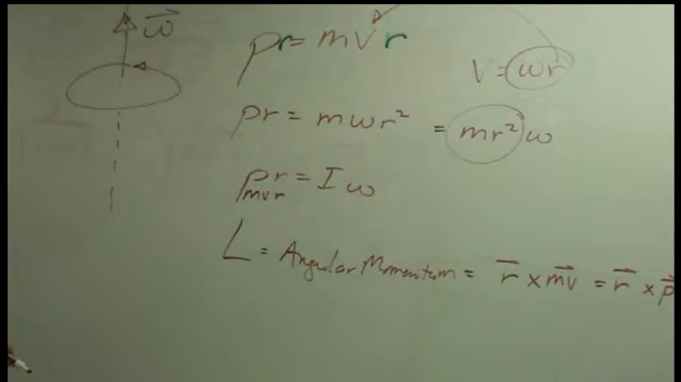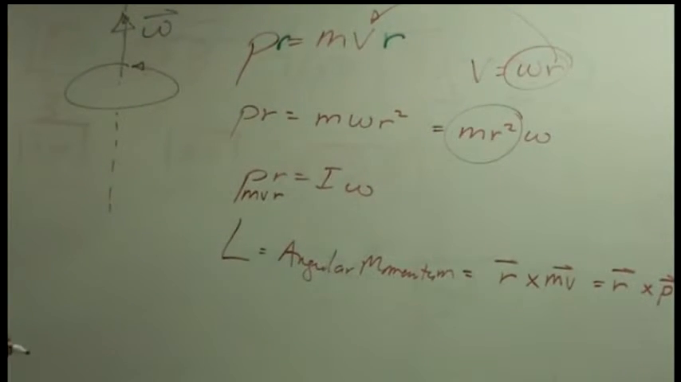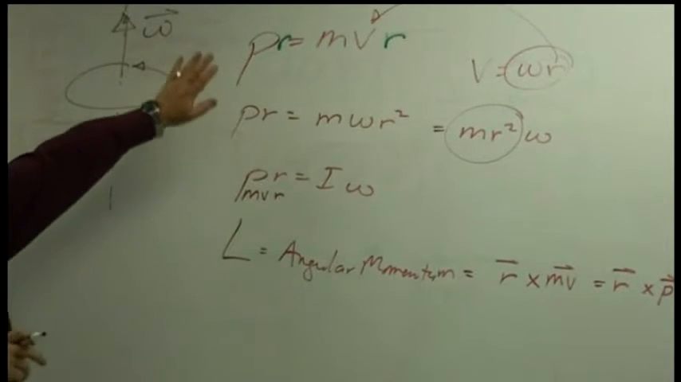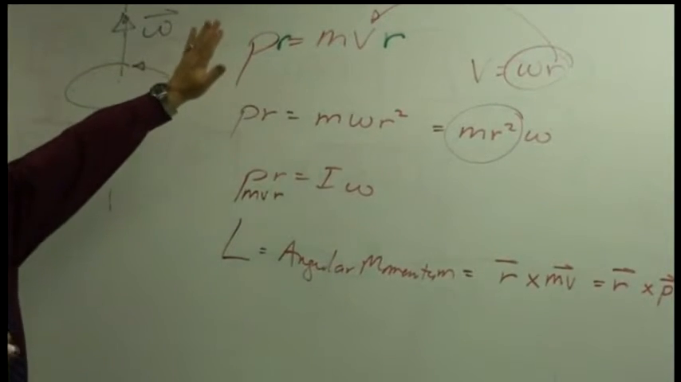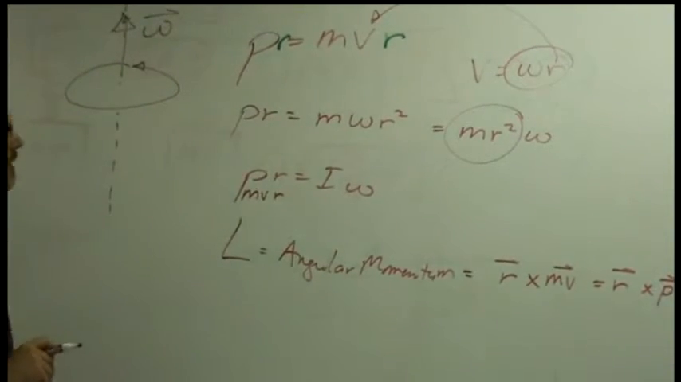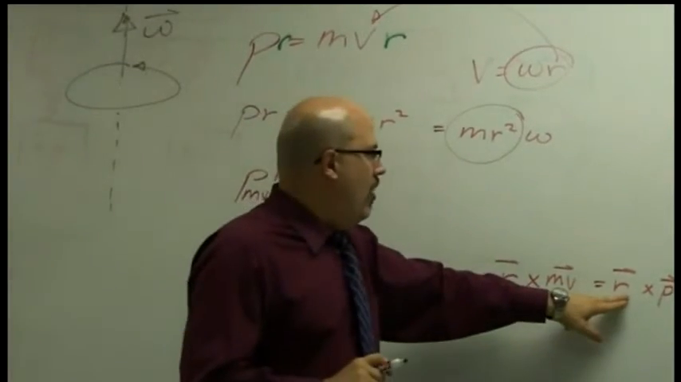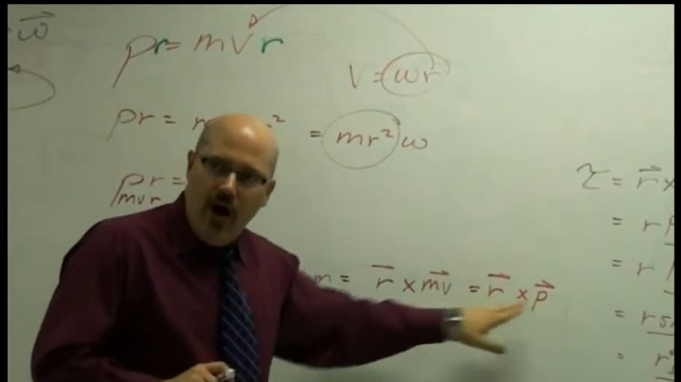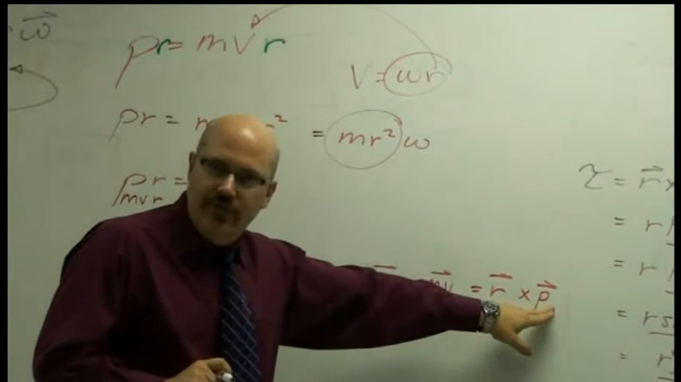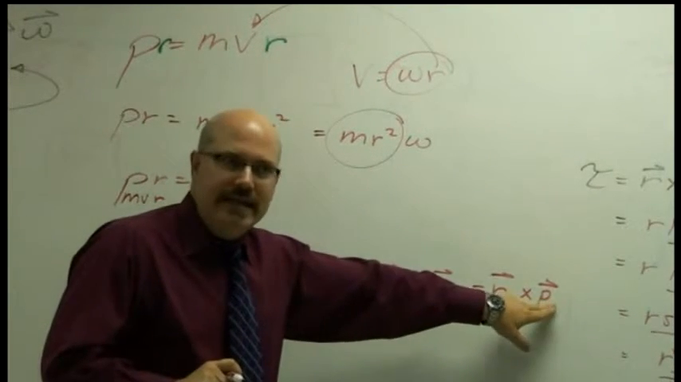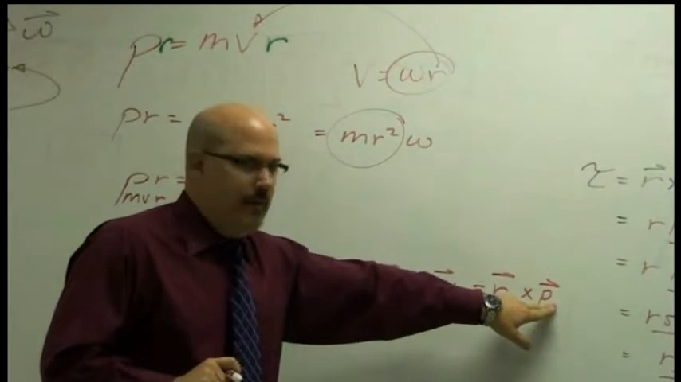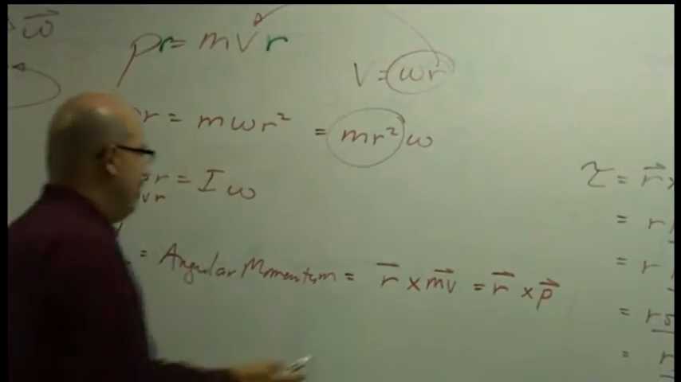Physics purists will not like this, math people will be mad at me. But this is nice and simple to kind of show you the relationship. So r cross momentum, the radius crossed with the linear momentum, gives you angular momentum.